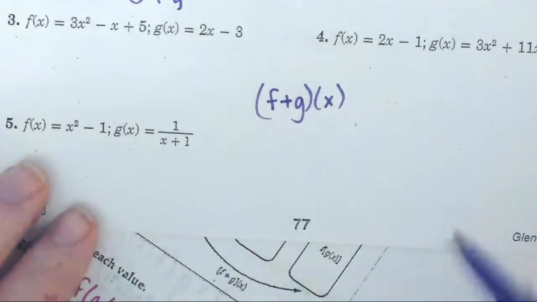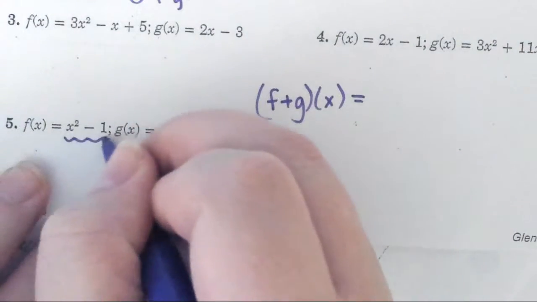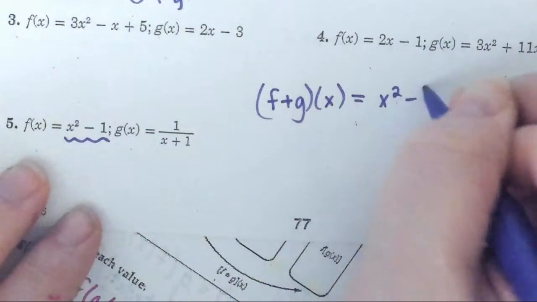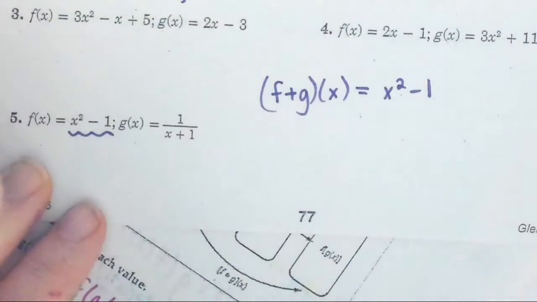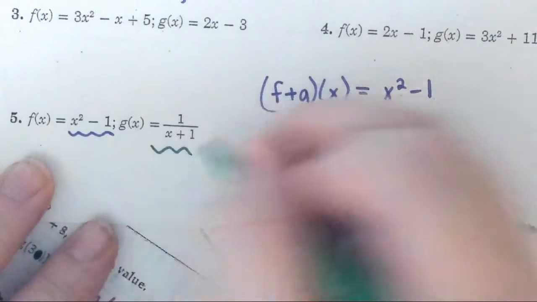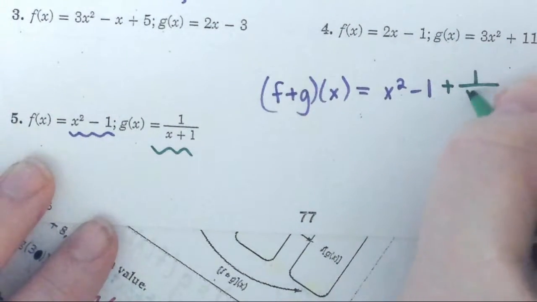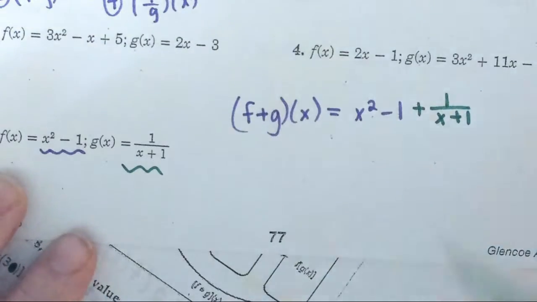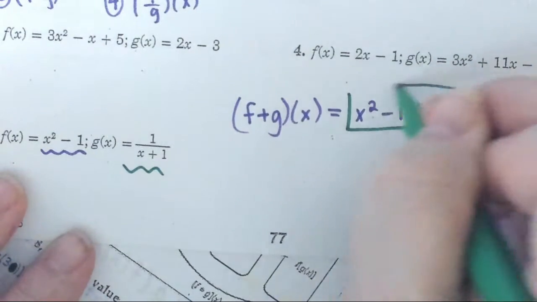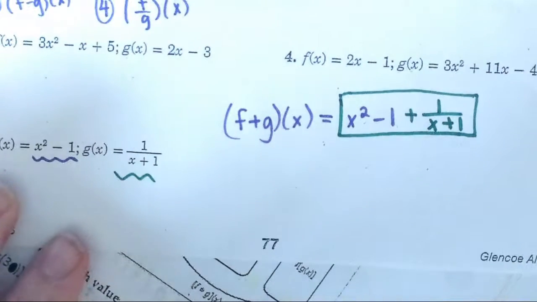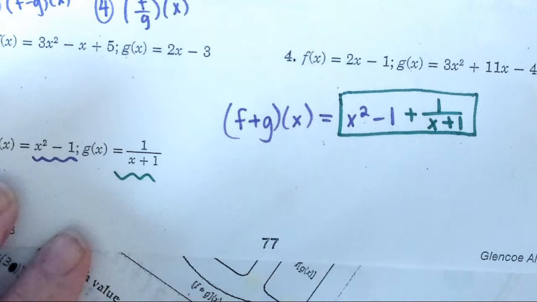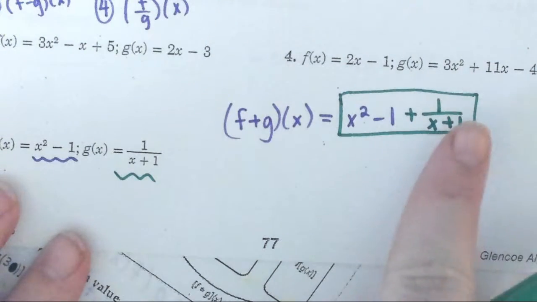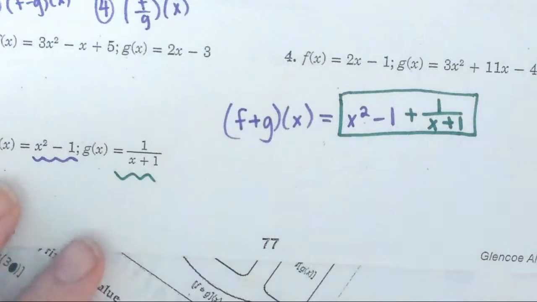Okay, we need to add, subtract, multiply, and divide. Let's start with adding. So if I want to add f and g, maybe I'll do f in purple. So x squared minus 1. Maybe I'll do g in green. So plus 1 over x plus 1. That's it. That's all I want. That's the answer. Now, could we have made life complicated and tried to get the same denominator and all this jazz? We could have. We're not going to. Literally, all you need to do is have f, have g, and have a plus sign in between.